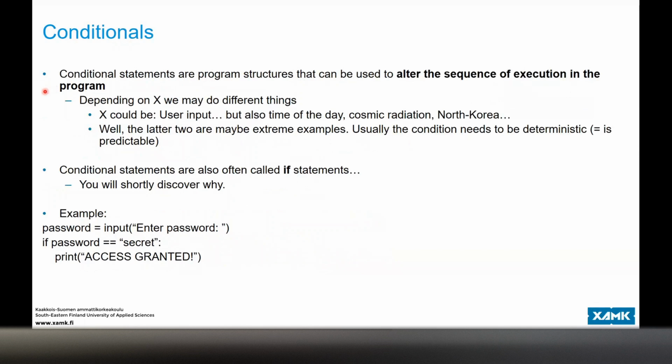So all of this program logic stuff that we need to do is done with conditional statements or conditional program structures. And by definition, this sort of conditional statement is a program structure that can be used to alter the sequence of execution in the program. So when you type program code into the code editor and then you press F5 to run this program, all of those instructions are completed. They are run. Each individual line of that program code is executed and something comes out.